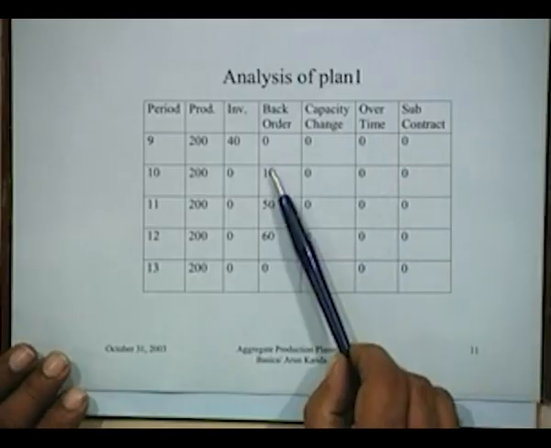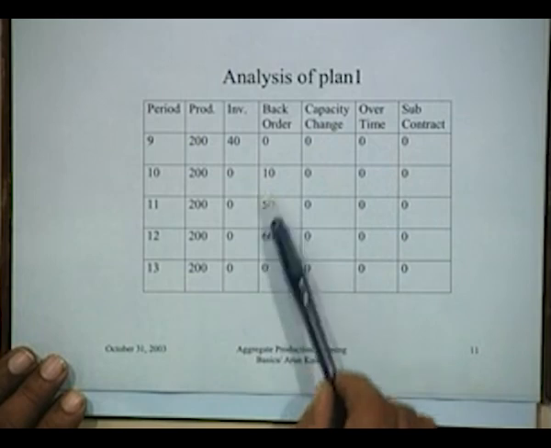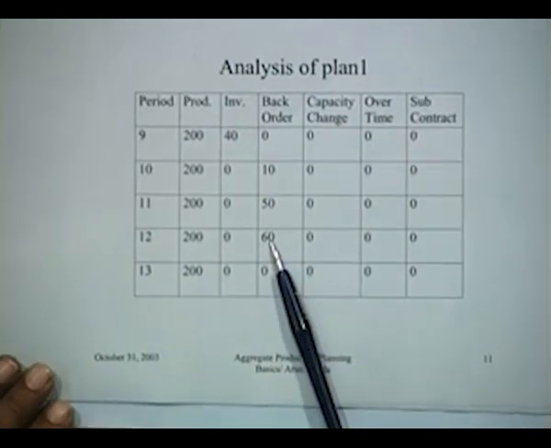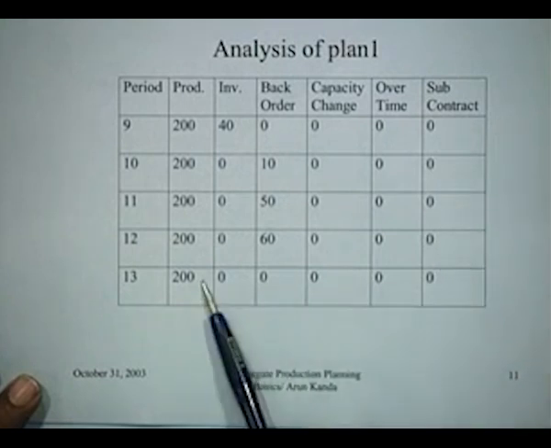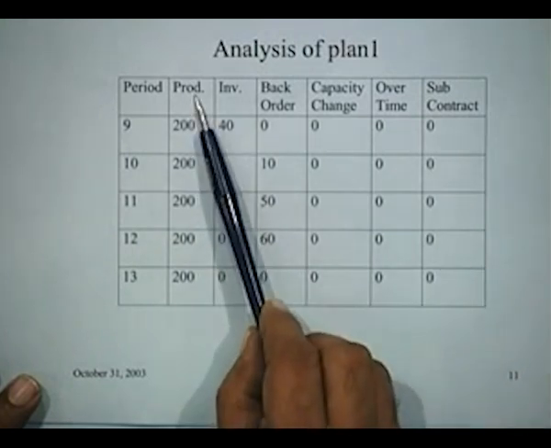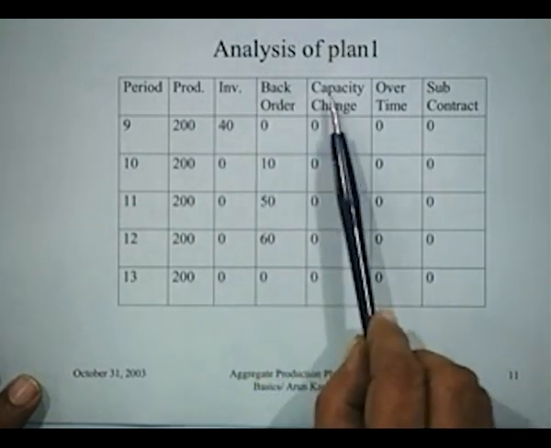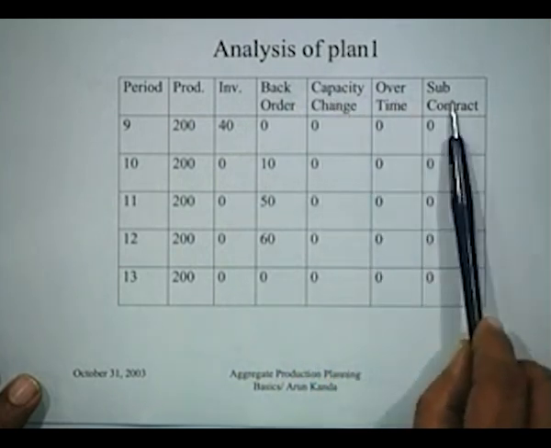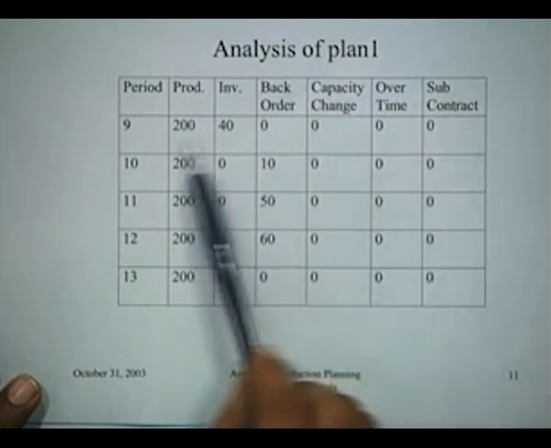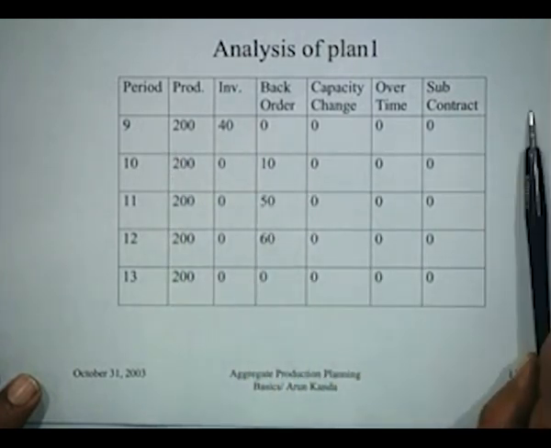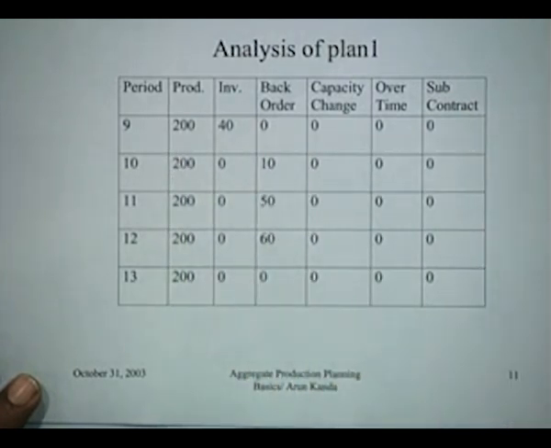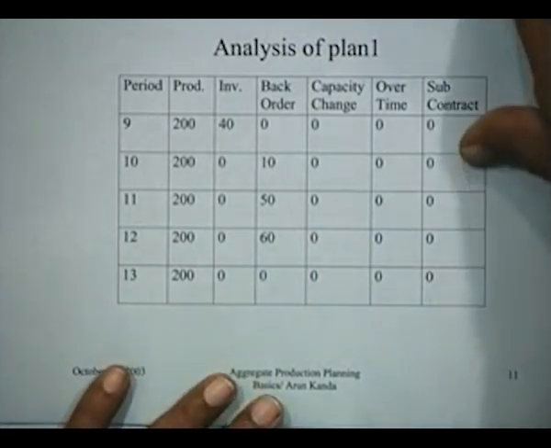So, this plan, for instance, does incur some back order costs, as I said, in the 10th, 11th and 12th periods. So, what you have to basically do is, you know these various cost parameters. You have to talk about the cost of production, the cost of inventory, the cost of back order, the cost of capacity change, the cost of overtime, the cost of subcontracting, and we now know each of these. Multiply these with the appropriate figures and you will get a rupee figure here. So, you will know the total rupee value in terms of the various types of costs involved for this particular plan.